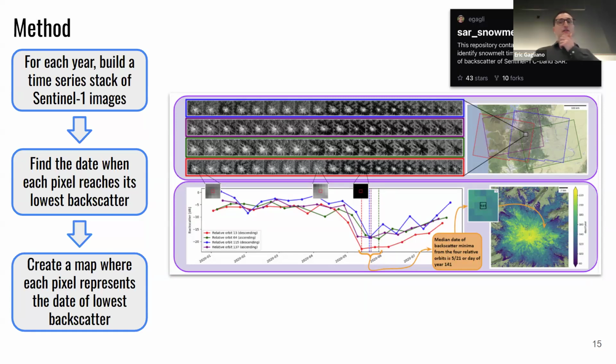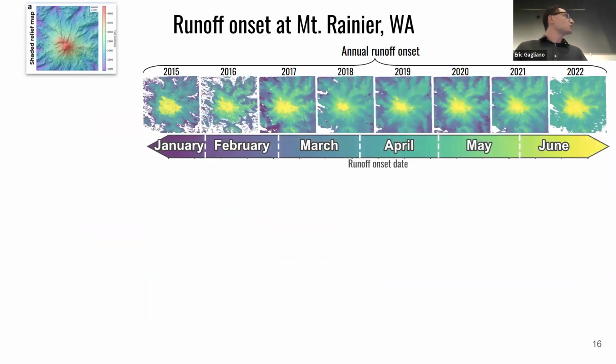So as expected, we see the lower values corresponding to runoff onset in April at the lower elevations, so those darker blues, and higher values corresponding to runoff onset in June and July at the top of Mount Rainier. So to recap, we build a time series of Sentinel-1 images, find the date where each pixel reaches its backscatter minimum, and then we create these maps that have the timing of the backscatter minimum. So let's take a quick look at some of these results for Mount Rainier.